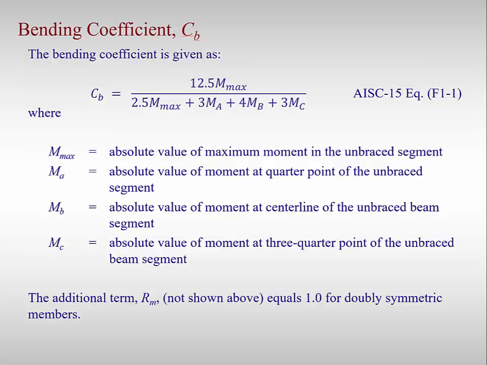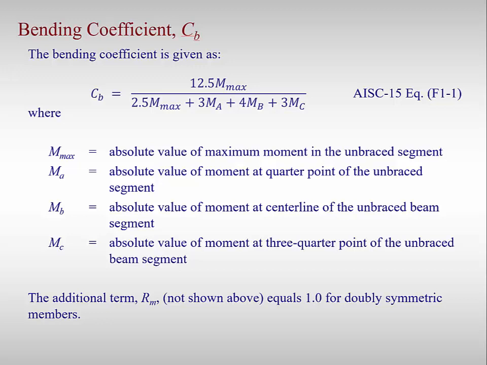To take into account the increase in resistance to lateral torsional buckling due to a moment gradient, AISC equation F1-1 is used to calculate the bending coefficient C sub B. The terms in the equation are taken from the moment diagram between the bracing points or along the unbraced length. The moments with the A, B, C subscripts are the absolute values of the moments at the quarter points. The maximum moment term is the absolute value of the moment regardless of location, even if it is at one of the quarter points or at the end of the unbraced length.